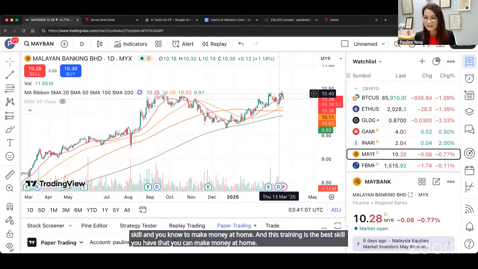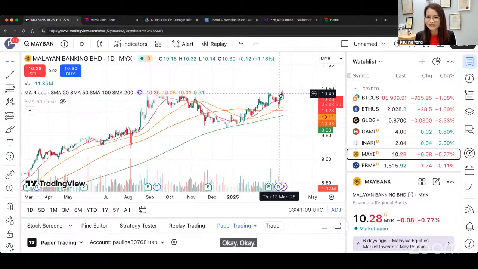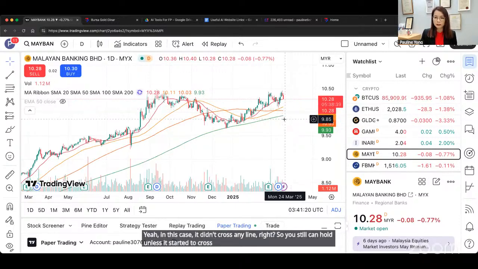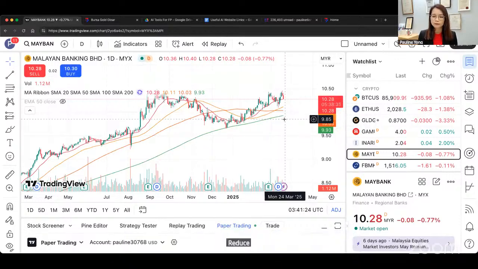Okay, thank you, Rusli. I thought you can sell but can hold. Yes, in this case it didn't cross any line, so you can still hold. Unless it starts to cross down, then maybe you may reduce your position slowly.